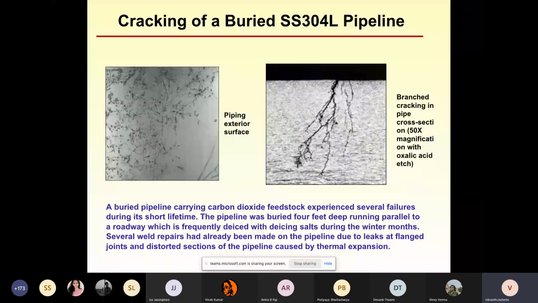This is a similar situation. In the US, they use steel pipelines, more specifically stainless steel pipelines, for transporting. In this case, they were using it to transport carbon dioxide feedstock, so maybe for some chemical industry, and this pipeline was buried 4 feet below the earth.